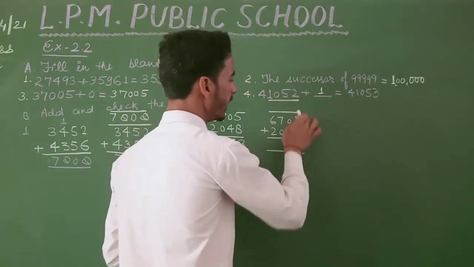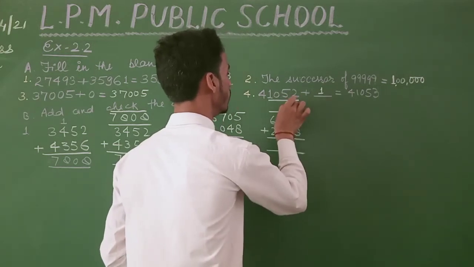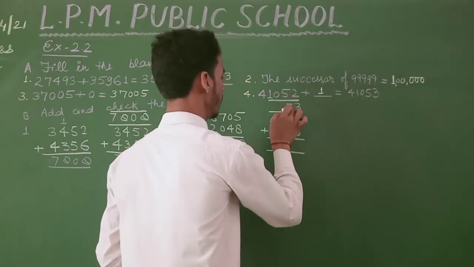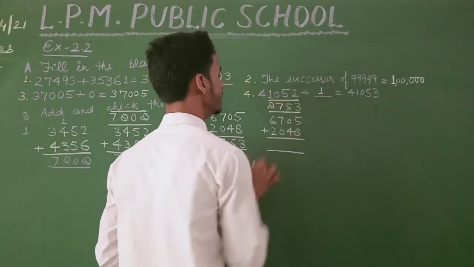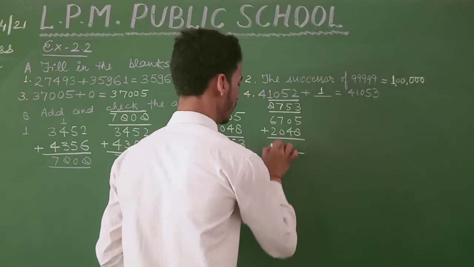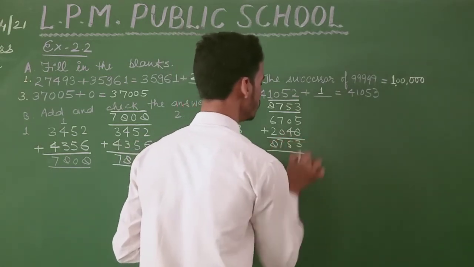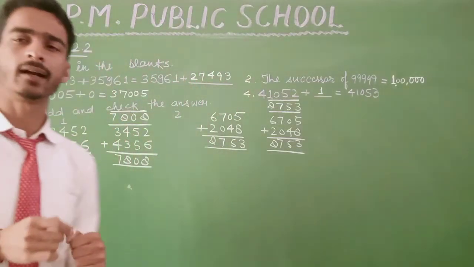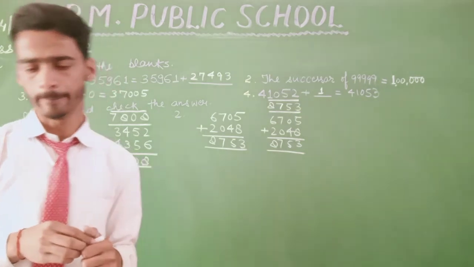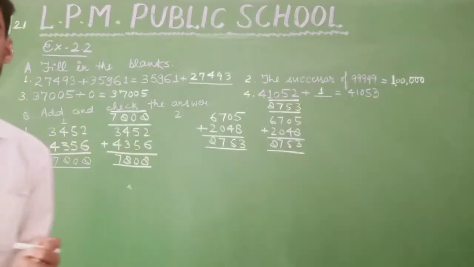So 5 plus 8 is 13, 3 and 1 carry 4, 1 plus 5 is 6, and 7 and 0 is 7, and 6 plus 2 is 8, that is 8753. So we can see here that both sums are the same, so we can say that the addition is correct. Okay, and now come to the next question, that is, estimate each sum, also find the exact sum.